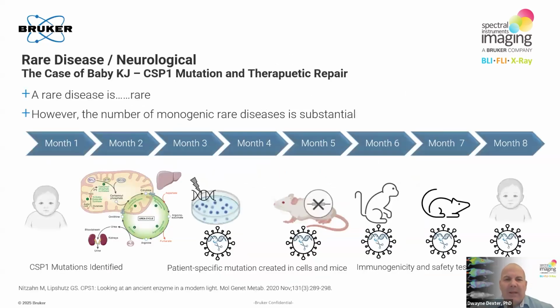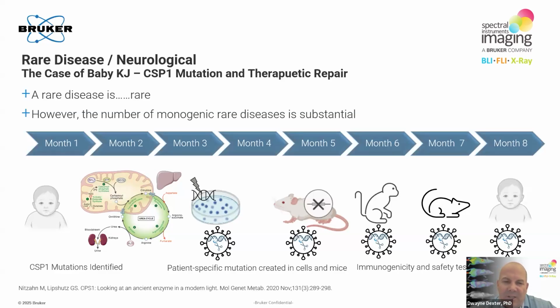So a final example that I want to highlight, a real recent example, is the case of baby KJ, which has been in the news recently. This individual was born with a mutation on both alleles of the CPS1 gene. This protein is important for processing ammonia and converting it into the urea cycle. Baby KJ could not process this, and so researchers went about to identify the mutations and then identify possible approaches to actually repair the mutation in this baby.